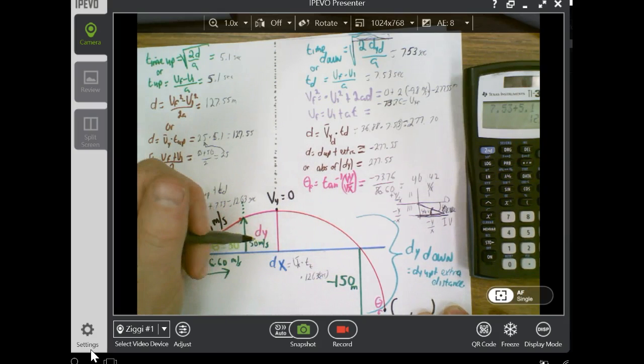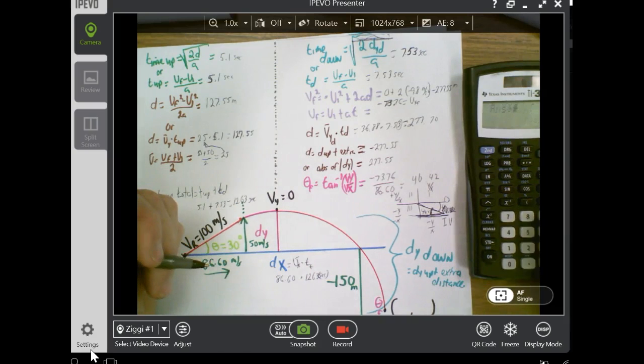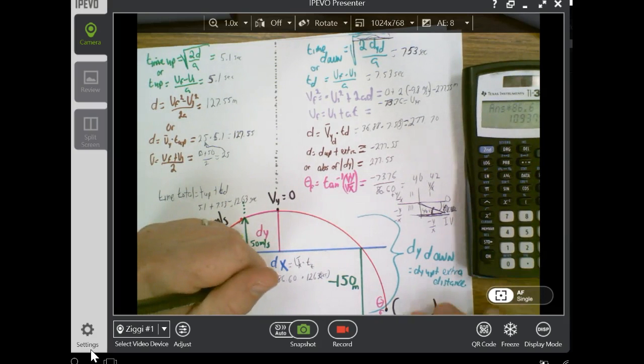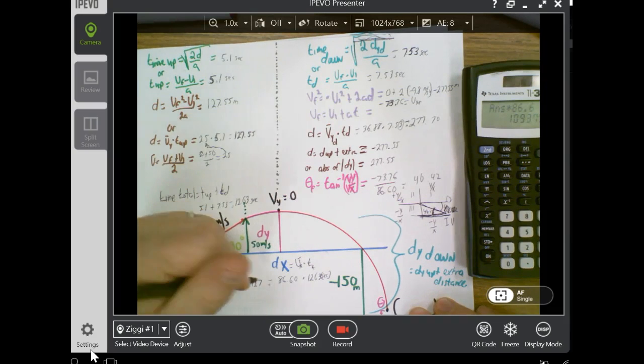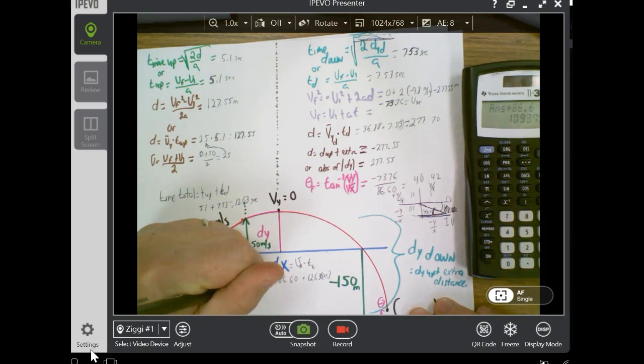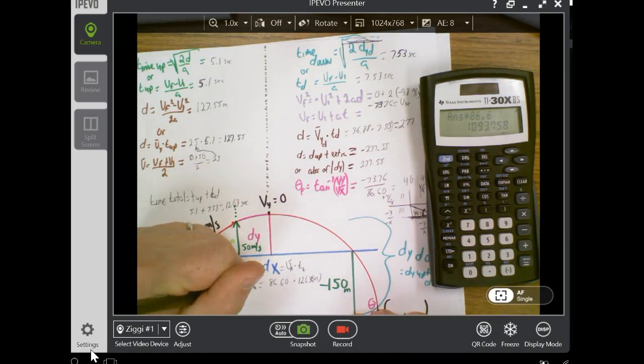So I go 12.63 seconds here, multiplied by the average velocity in the x direction, which is 86.60 times 86.6. And this tells me I went 1,093.76 meters. As you can see on the calculator. And I'm just rounding off to 2 decimals because we got to round off somewhere.